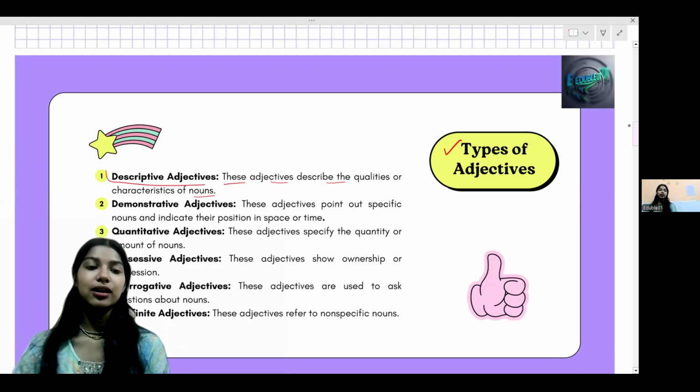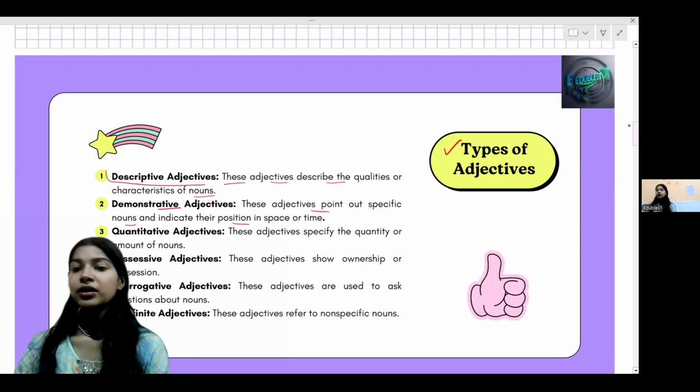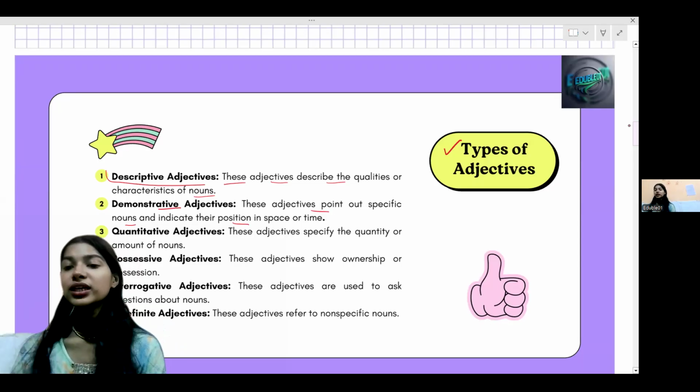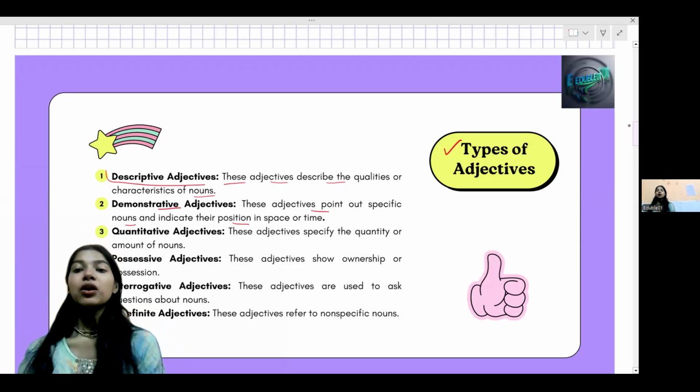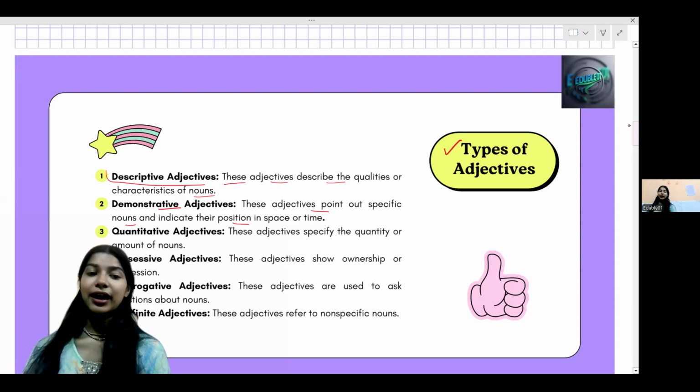Okay, next is the demonstrative adjective. These adjectives point out specific nouns and indicate their position, space, or time. Just like that, in a specific time, what is the position or the state of being of any noun or pronoun, it tells about that.